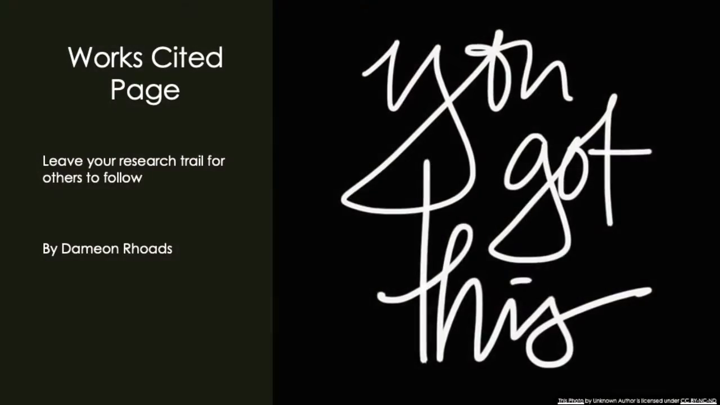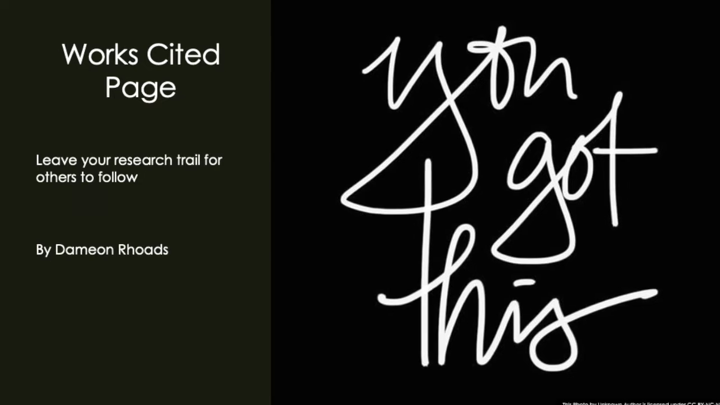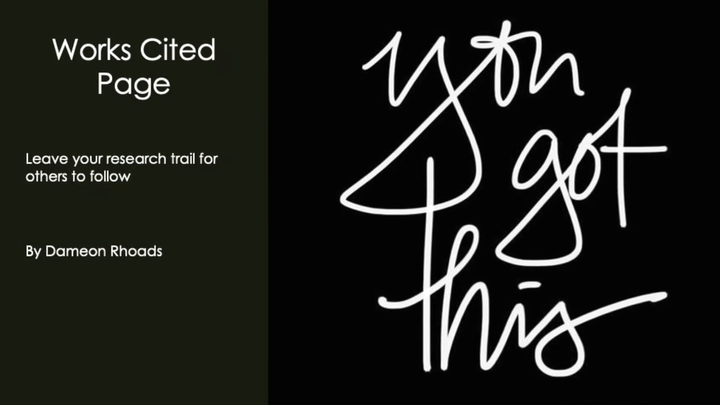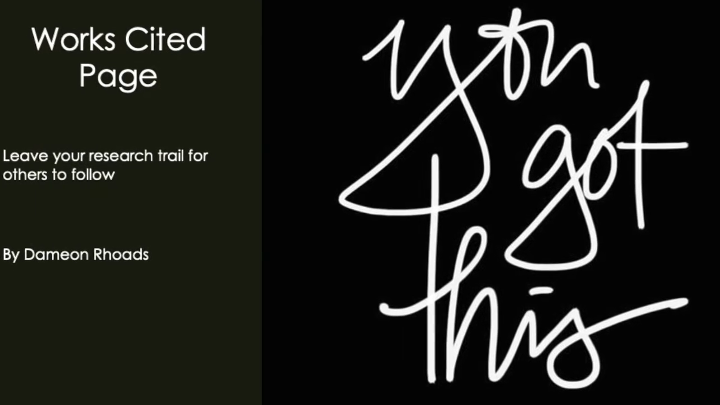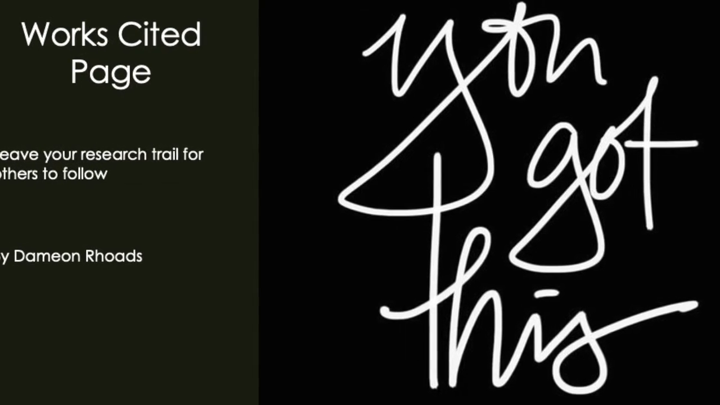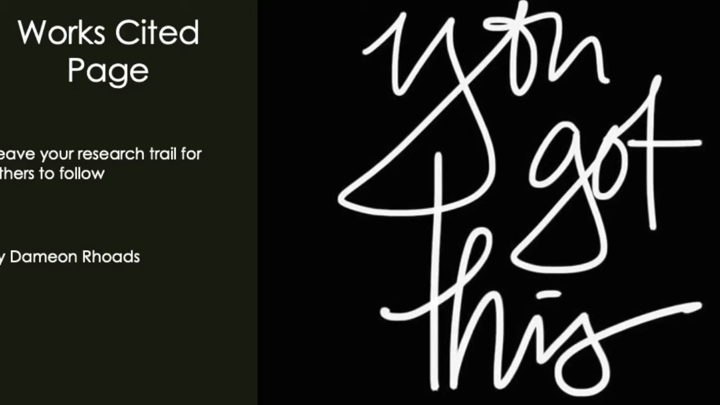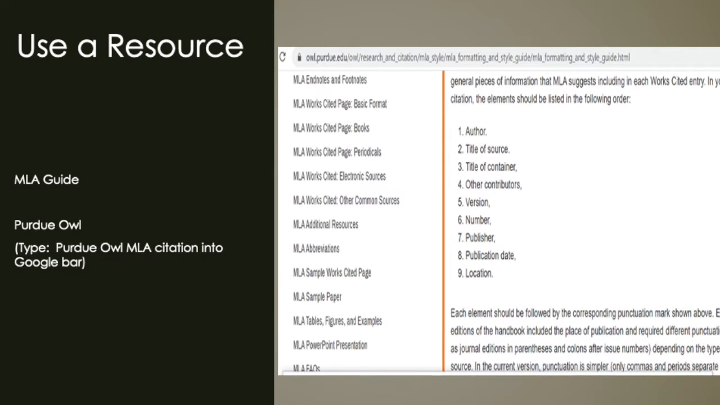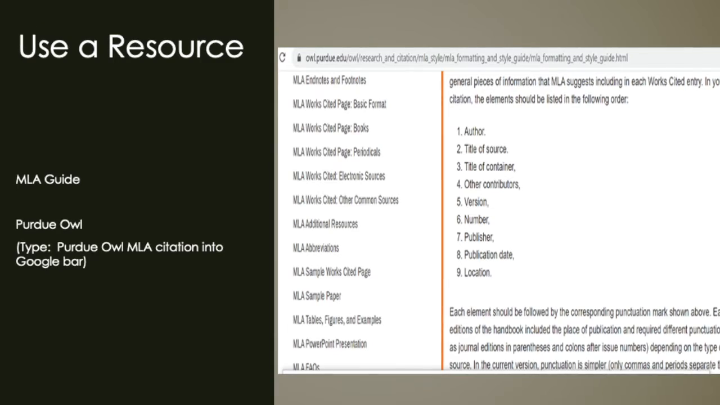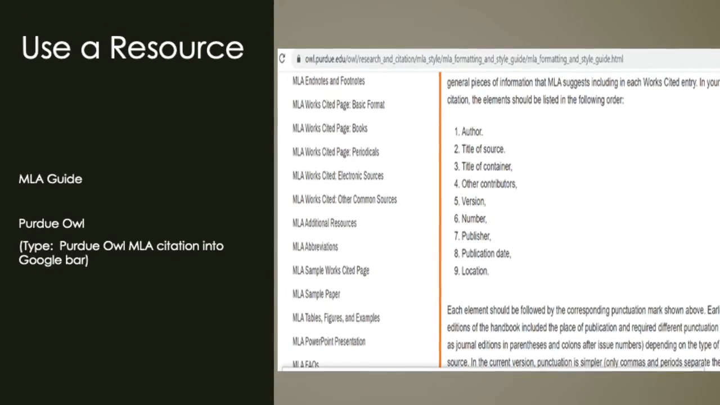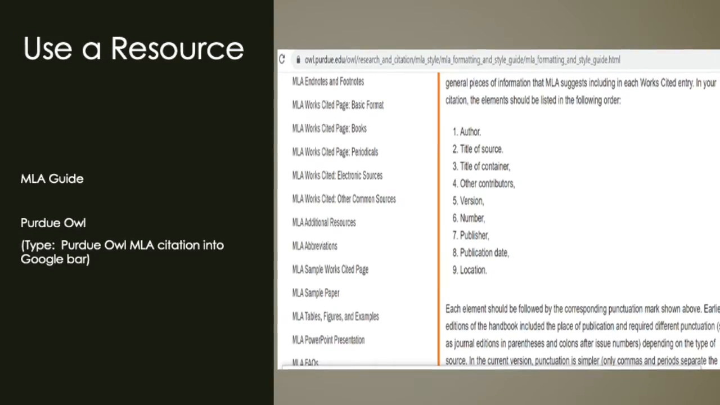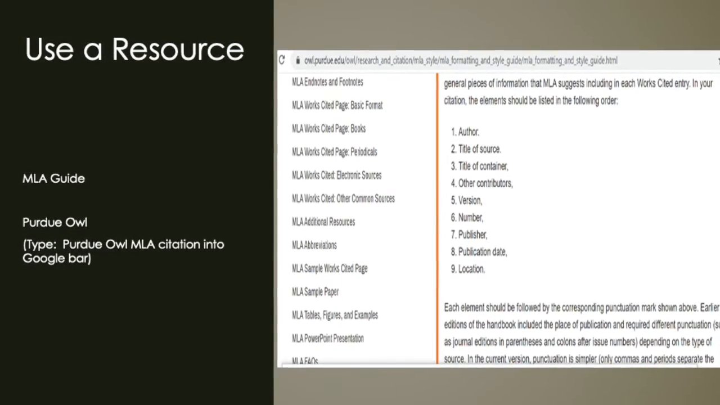Enjoy. Today we're going to be going over the resources to use and how to construct your works cited page in MLA format. The basis behind your works cited page is to leave your research trail for others to follow. When writing citations, it is imperative to use a resource in order to keep all of your information in order. Oftentimes today, I still use resources to keep my information in order because it is easy to have one piece slip away from your mind.